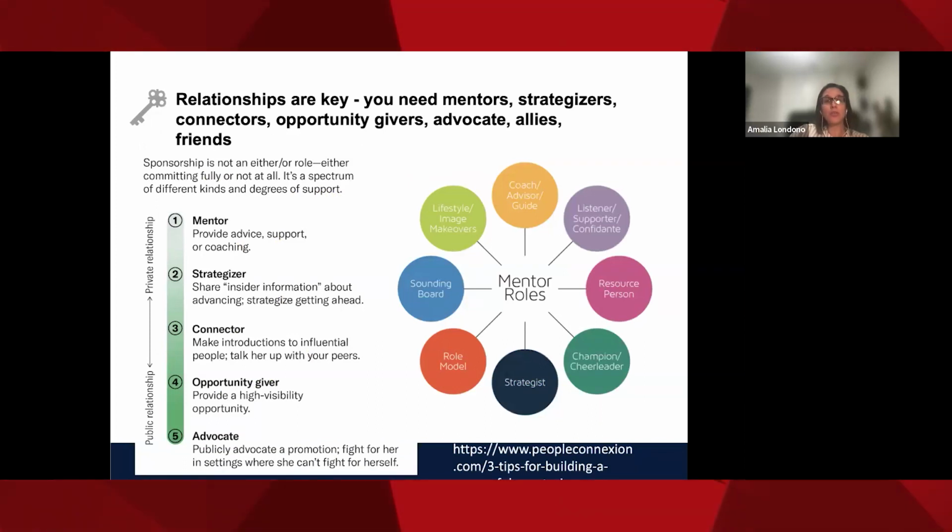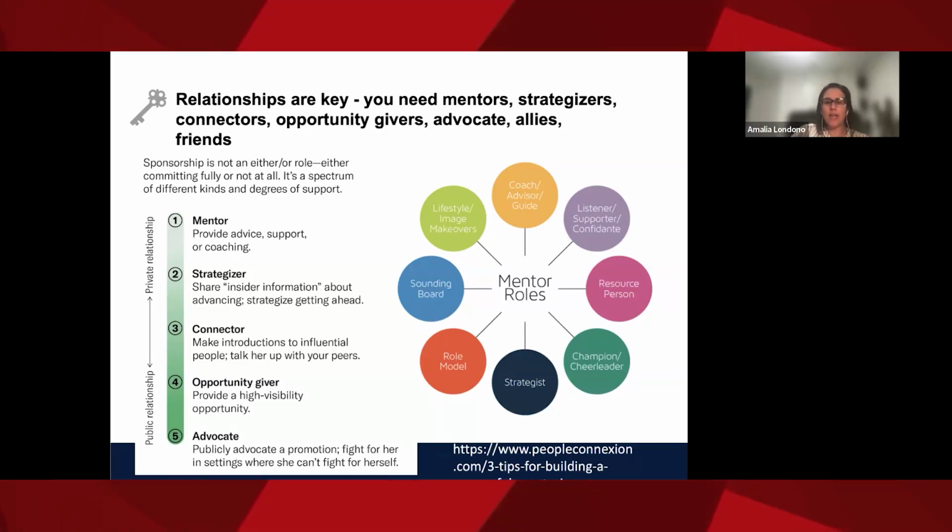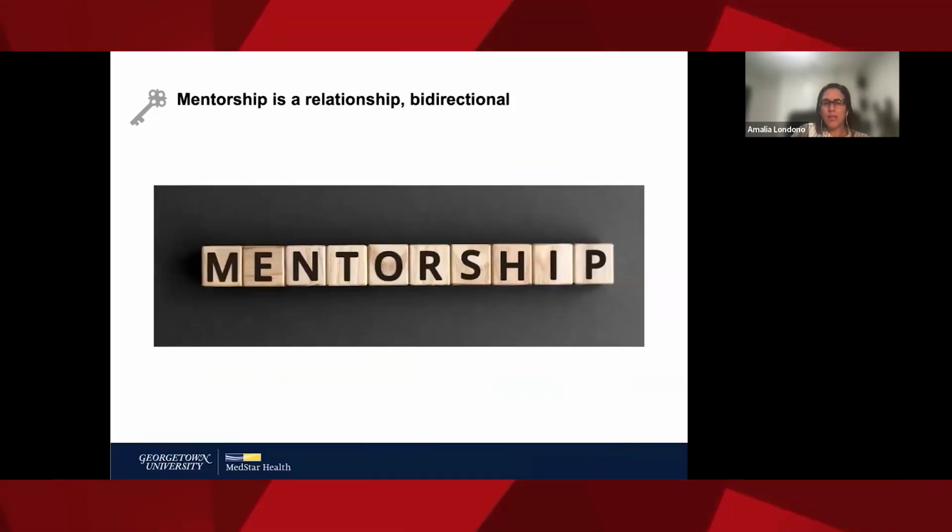And then relationships are key. You need mentors, strategizers, connectors, opportunity givers, advocates, allies, friends. You need all sorts of things. So don't have only one mentor, have many, for different reasons, and mentorship is a relationship.